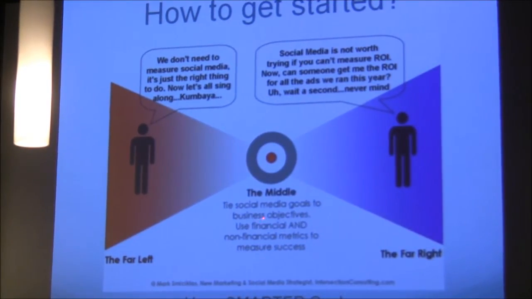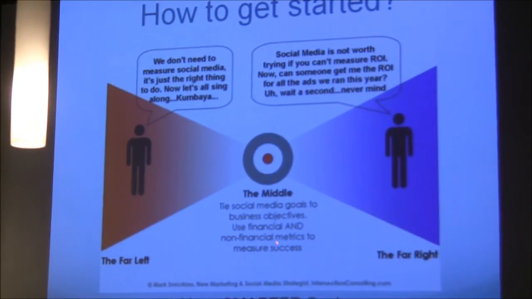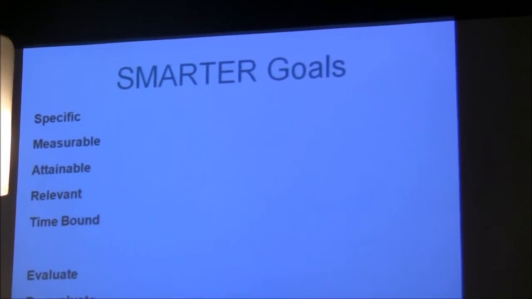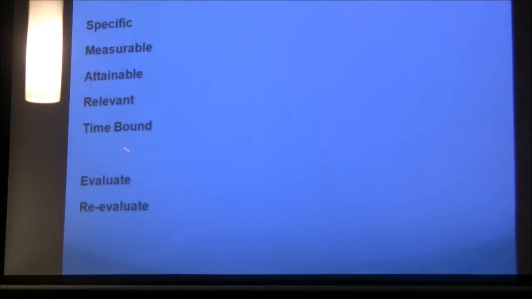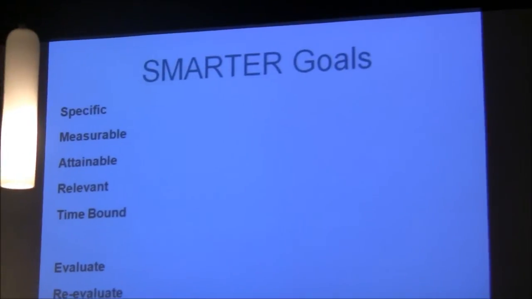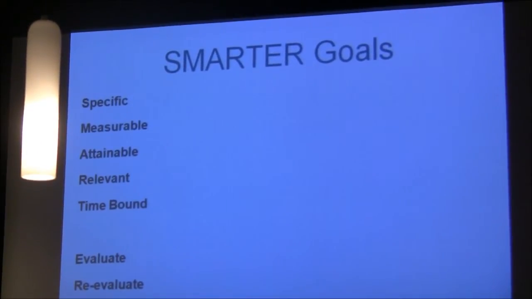And the idea here is that we need to tie social media goals and business objectives. We need to use financial and non-financial metrics to measure those successes. So SMART goals, what are SMART goals? A lot of us have heard this before, right? I think specific, measurable, attainable, relevant, time-bound. The big one here, especially with social media and anything internet marketing based, is you need to go back to it. You need to reevaluate it. And you need to do it during the campaign. You don't wait till the end and look at all the numbers.